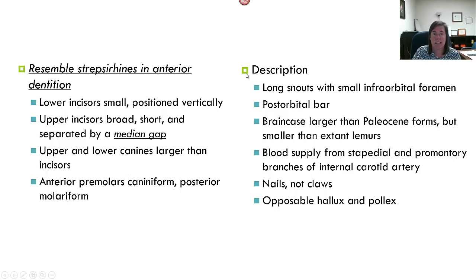So what else can I tell you about these Adapoids? Generally, we see that they have relatively long snouts, but they have a small infraorbital foramen, suggesting a reduced reliance on olfaction. They all possess postorbital bars. Their brain case, the size of their brain, is larger than those of the Paleocene forms, but it's smaller than extant lemurs. Their blood supply is from stapedial and promontory branches of the internal carotid artery. And they all have nails, no claws. They also have an opposable big thumb and opposable big toe.